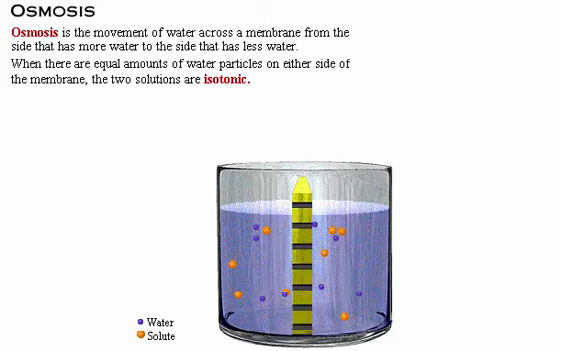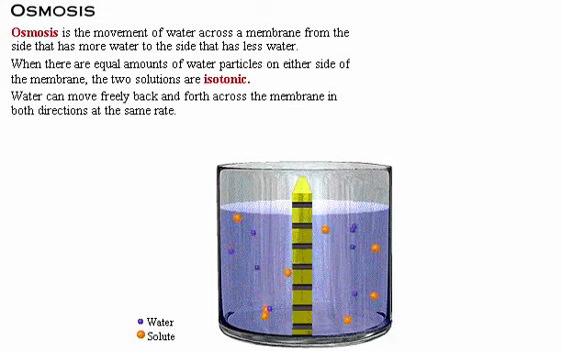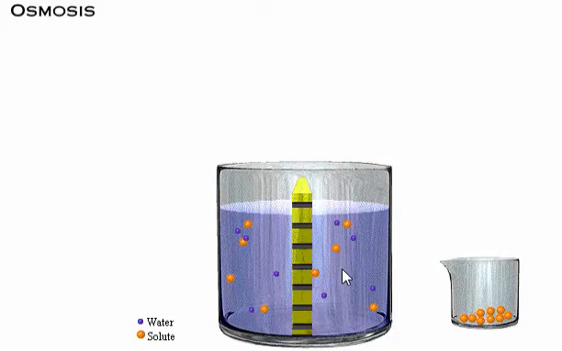We say that the two solutions are isotonic, meaning that they have the same total concentration of solute particles. Let's see what happens when more solute particles are added to the right side of the container. Click the beaker to add the solute.